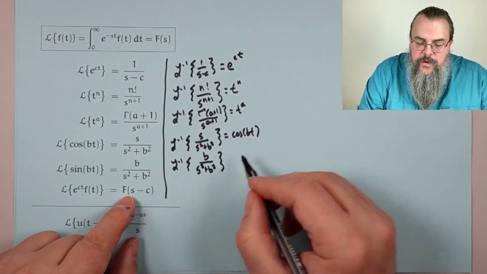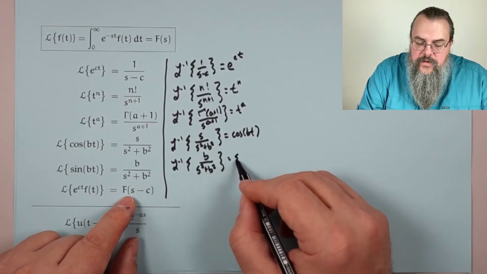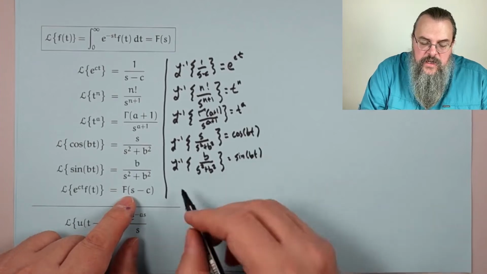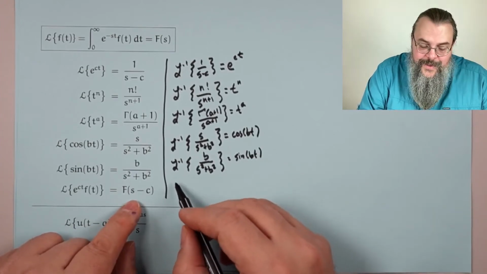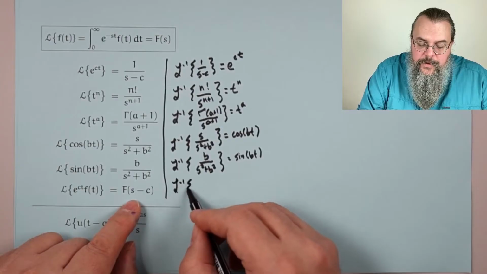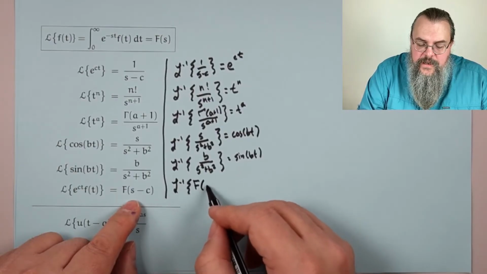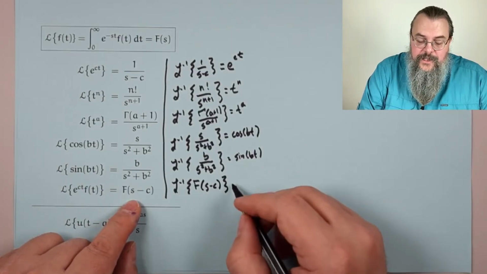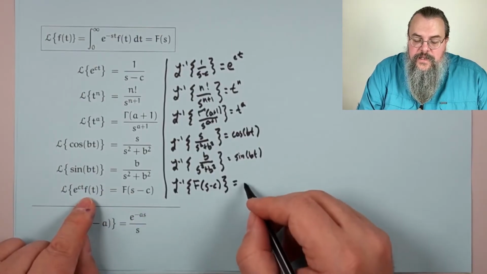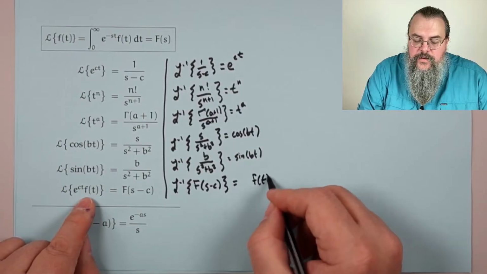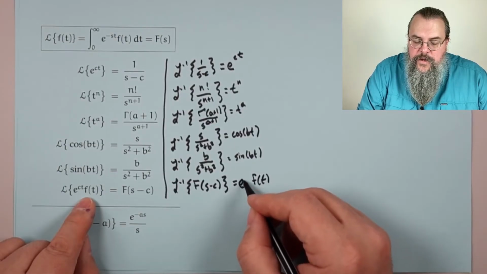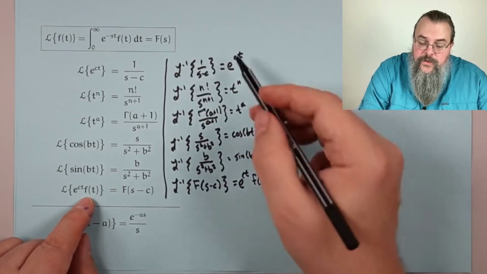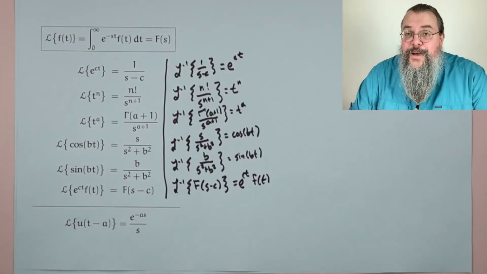All right, b over s squared plus b squared. That's sine of bt. Now this one, of course, is an important one. If we ever say, oh, I see a function I'm used to, but I see it's been shifted, then that tells me that it's the function I thought it was, but I'm going to multiply by an exponential. Okay, so those are the inverse Laplace rules.